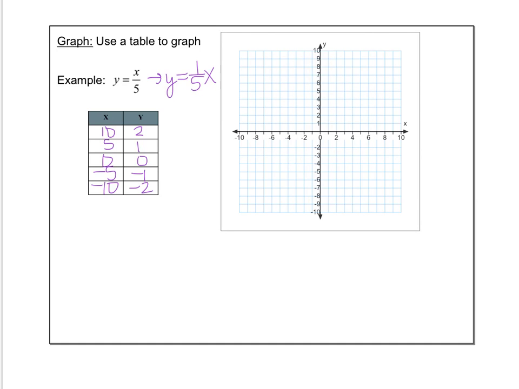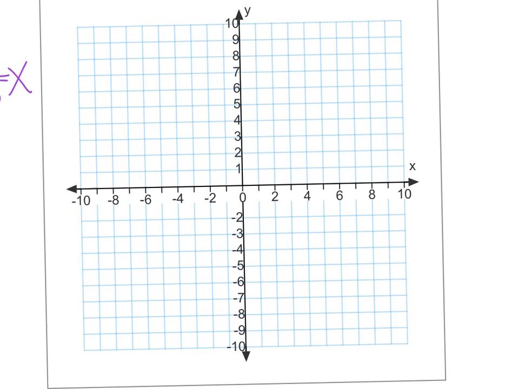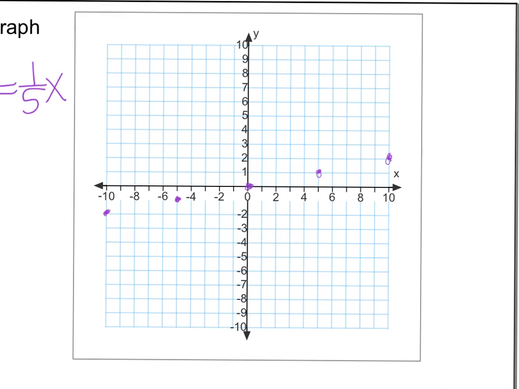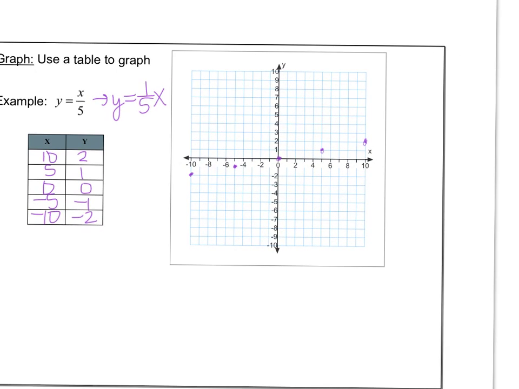So then all we have to do to graph it is graph each of those points on the graph over here. So if I zoom in, the first point was over 10 up 2. The second point was over 5 up 1. Then we had 0, 0. We had over negative 5 down 1. And we had over negative 10 down negative 2. So then I just draw my line through there.